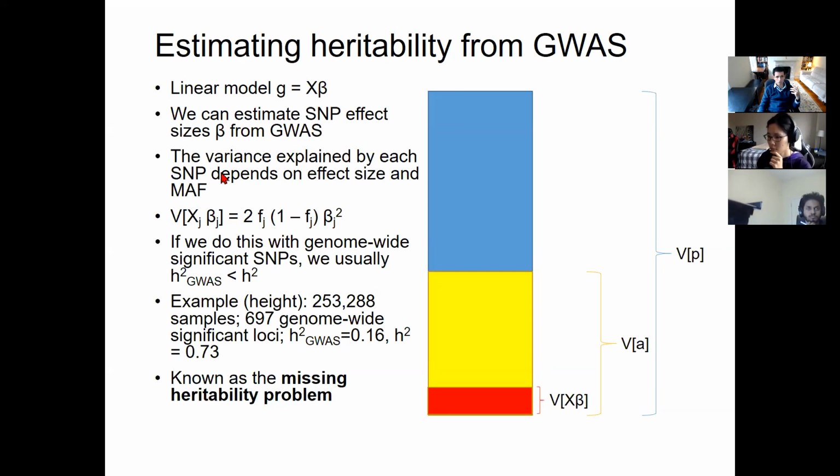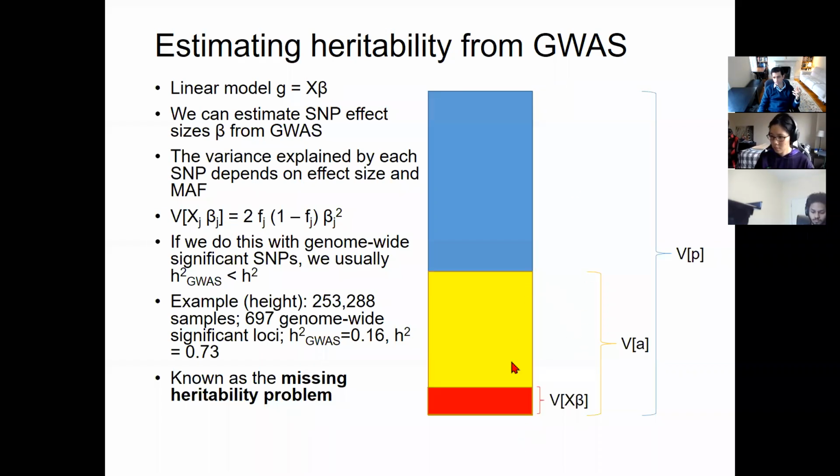So we can estimate the SNP effects and their effect sizes beta from genome-wide association studies. So the variance explained by every SNP depends on its effect size and its minor allele frequency. So if we take this minor allele frequency F, 1 minus F, and then beta squared, the variance that I can explain from this additive linear model of all of my SNPs is going to be driven by this equation, which basically tells me how much every SNP is contributing to the overall effect. And if we do this with genome-wide significant SNPs, what we end up with is a phenotypic variation that I can explain from GWAS being a tiny fraction of the total additive variation and the total phenotypic variation.